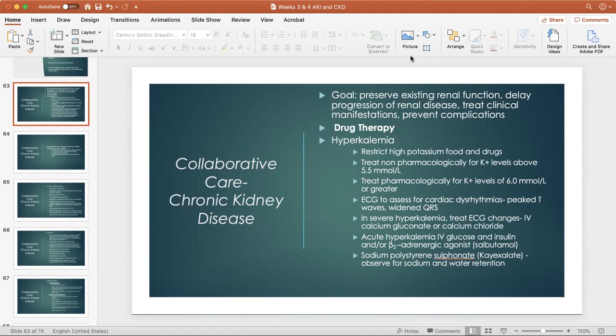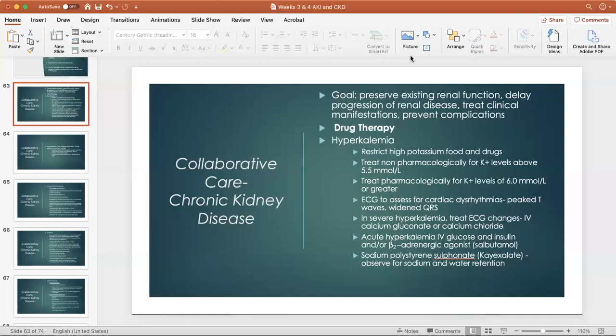So when we have acute kidney injury, which is the first type we talked about, our goal is to restore the kidney's function, right? We want to fix it. With chronic kidney disease, the goal is just to preserve what is already working, the renal function that's already there, and to delay progression of the disease. We also will want to treat any of the manifestations, for example hyperkalemia, and prevent any further complications.